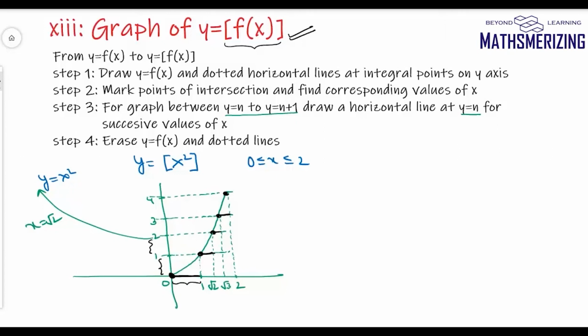So fourth step is erase graph of y equals f(x) and the dotted lines. So that means I'll redraw this graph. That's the graph of y equals greatest integer function of x square. I'll take up another one.